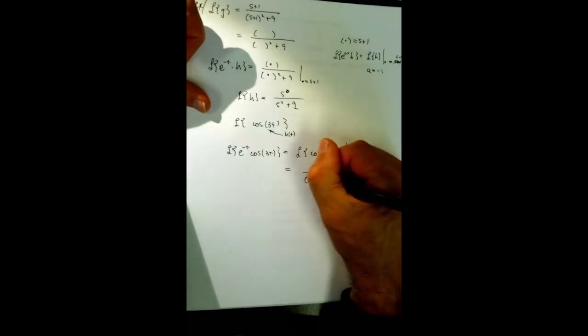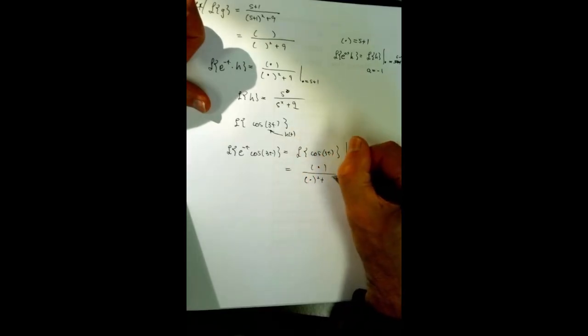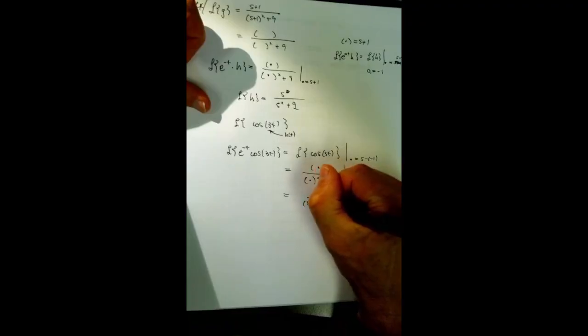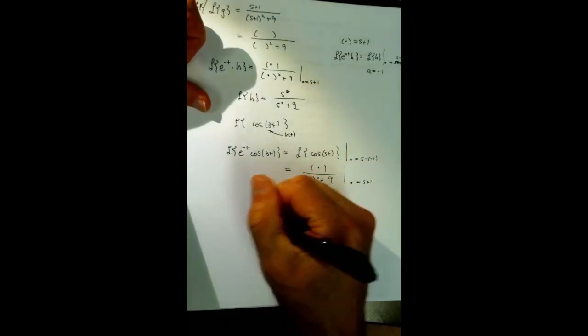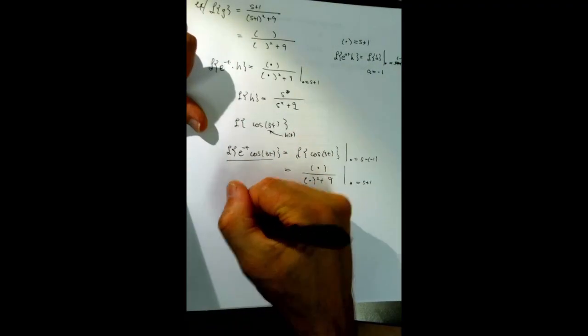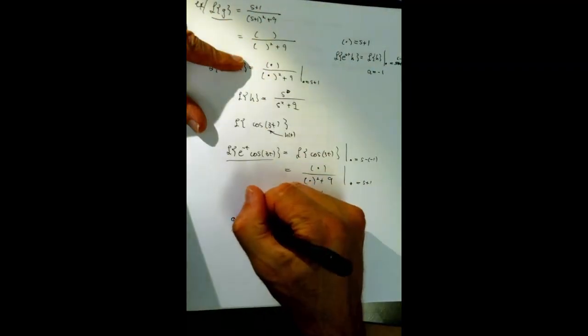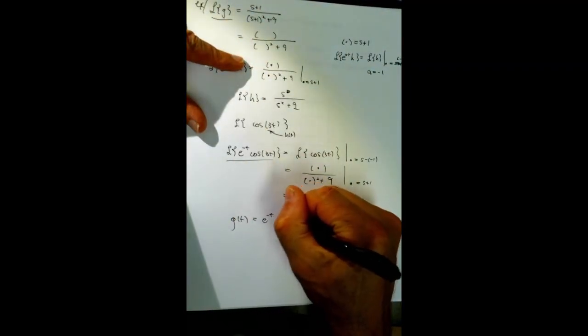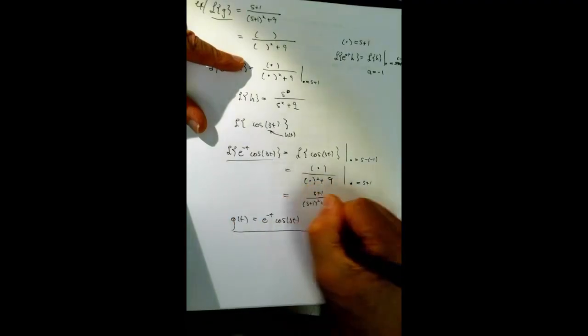All right, and the Laplace transform of cosine is this something over something squared plus 3 squared. And the something is going to be s plus 1. So this means then that my g from up here is e to the minus t cosine of 3t. Okay.